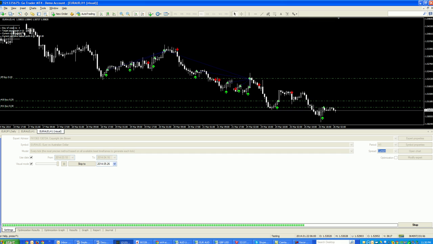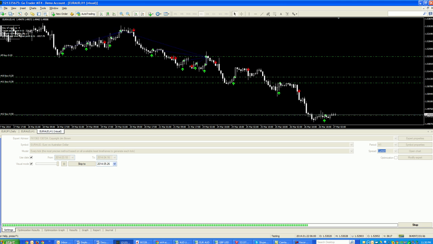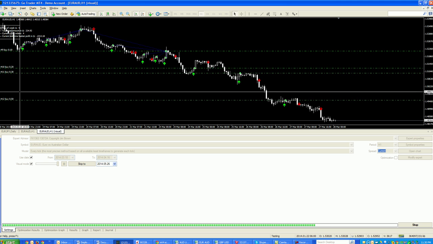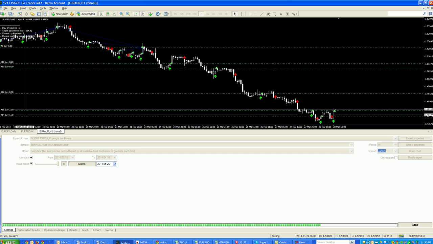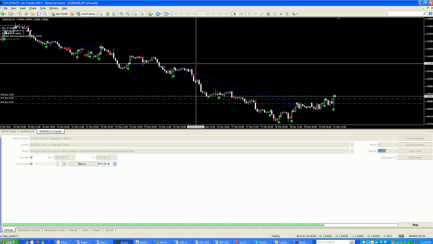It'll only open trades on the green arrows. There's a third trade open. So there's a sequence 1, 2, 3. Now we're at 5 lots, or 5. There's 8. There's 13. There we go. Closed out. Made the profit, even though most of them are losers.